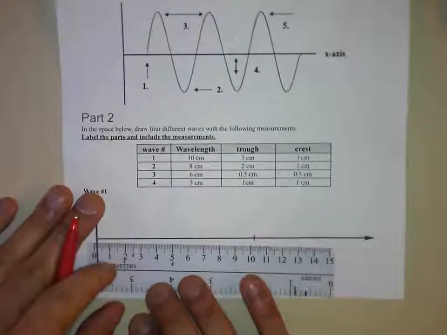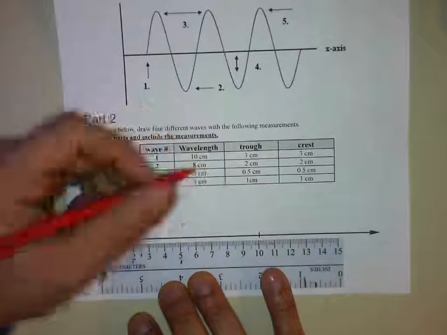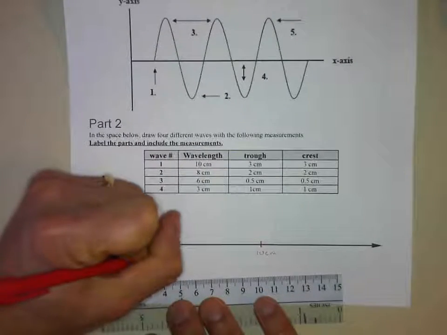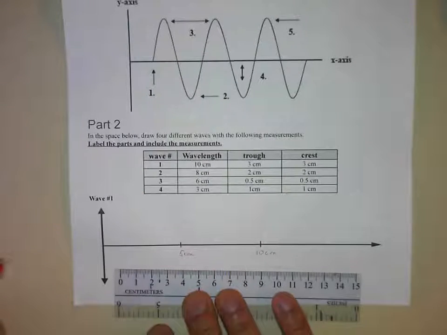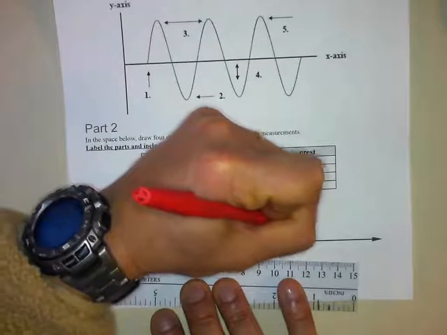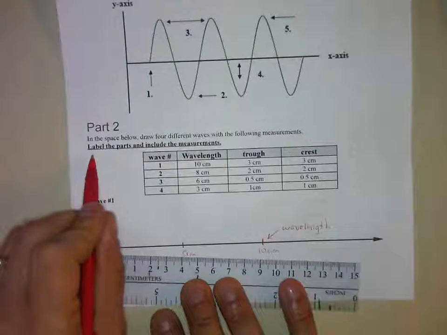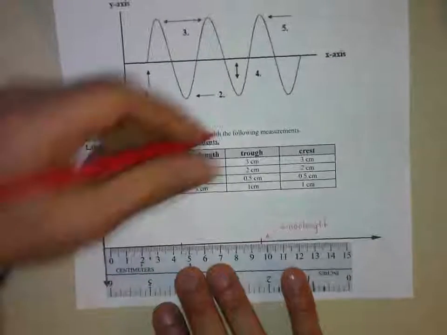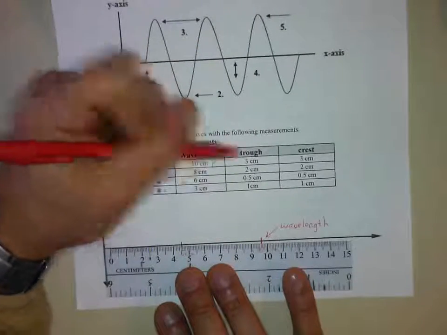Okay. I'm going to mark the middle of 10 centimeters, and the middle is 5. If I take 10 divided by 2, I get 5. That's the middle. Okay. So this is my wavelength, and I'm going to call that wavelength. It says to label. Label means give the name. Mark the name. Okay. So the wavelength is check.